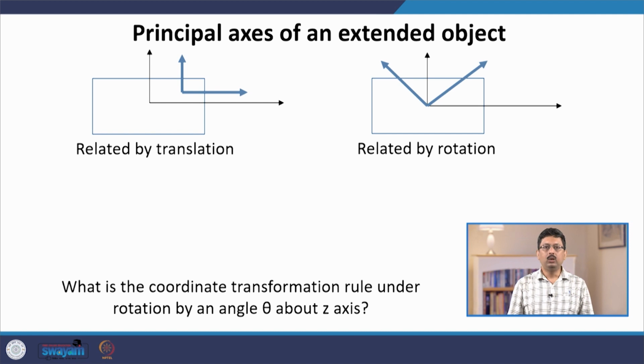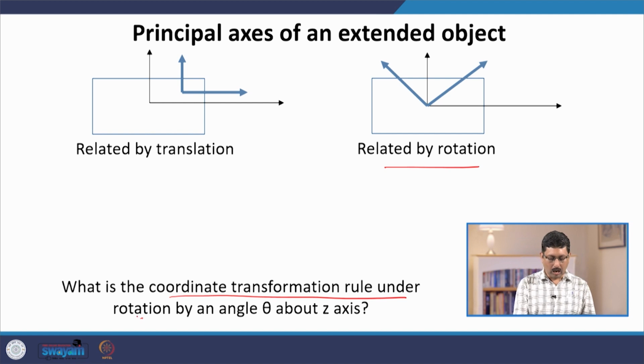We ask, what is the coordinate transformation rule? Specifically, let us say if we take the right hand figure, how much rotation by an angle theta do we have to give to go from the asymmetric coordinate system to the symmetric coordinate system, that is, to go from the blue to black or black to blue, vice versa?